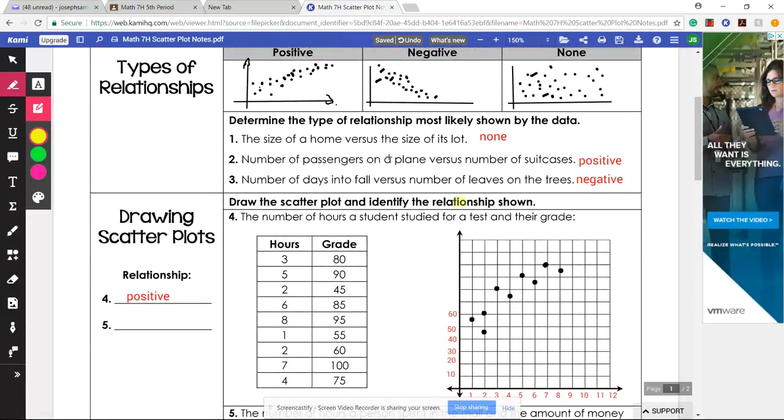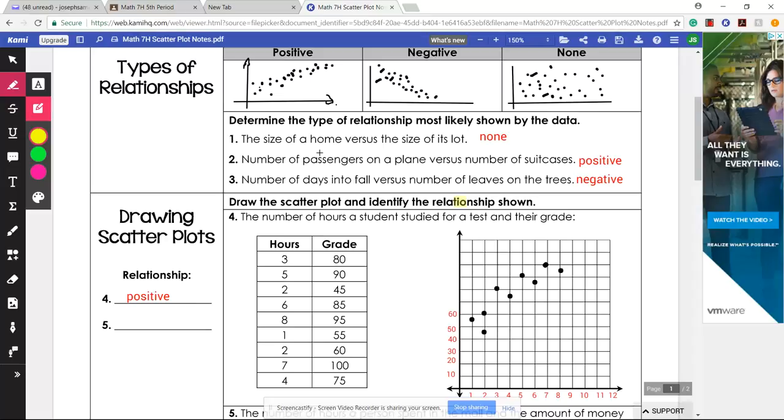It says determine the type of relationship most likely shown by the data. Well, we have the size of a home versus the size of its lot. A lot of you are probably thinking it just makes logical sense that the bigger the home, the bigger the lot. Well, that's not necessarily true. I've seen plenty of smaller homes that have really large lots, and I've seen plenty of big homes that have really small lots. So that doesn't really have any type of relationship. So we're going to go ahead and say none.